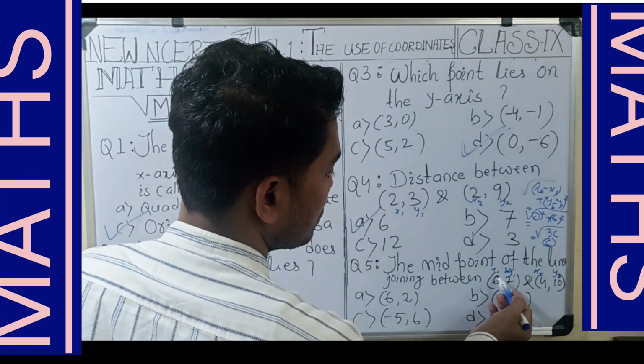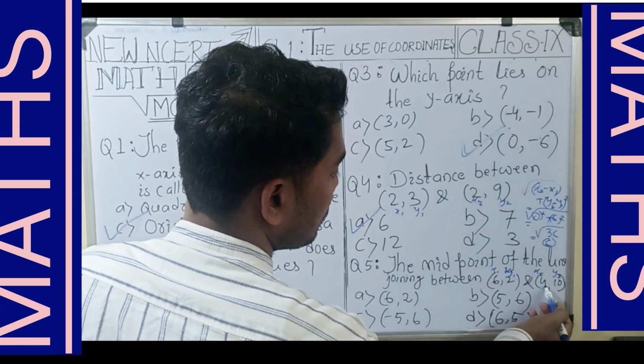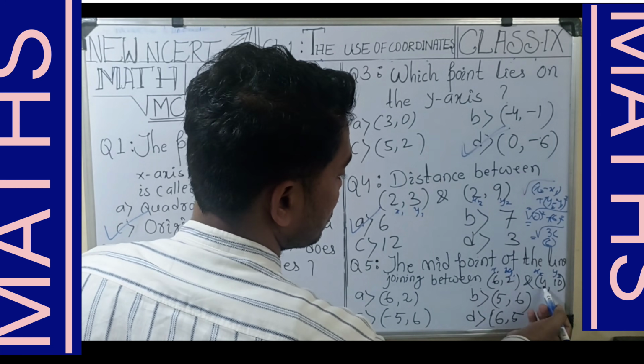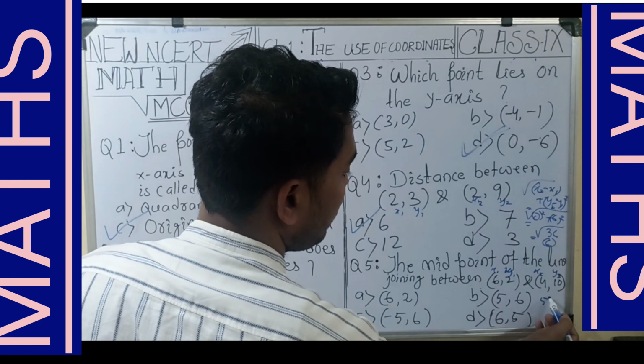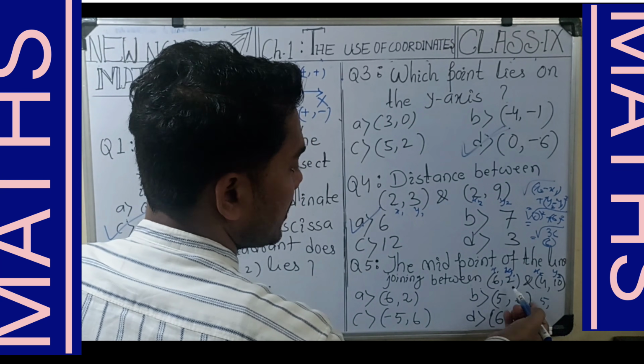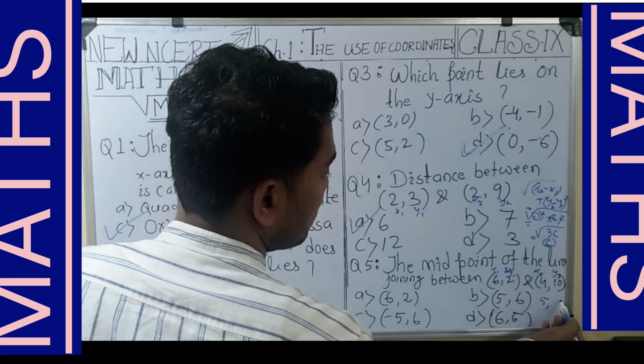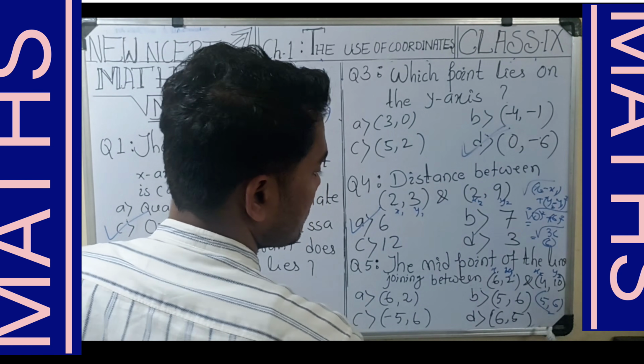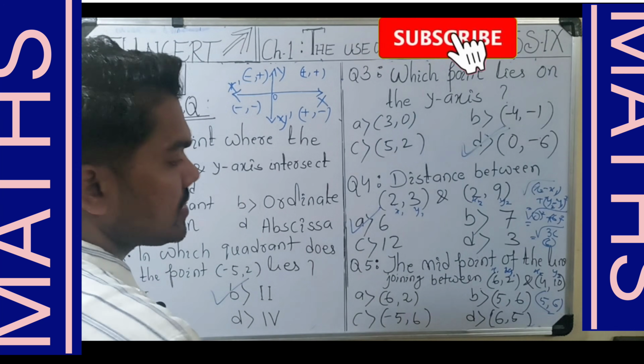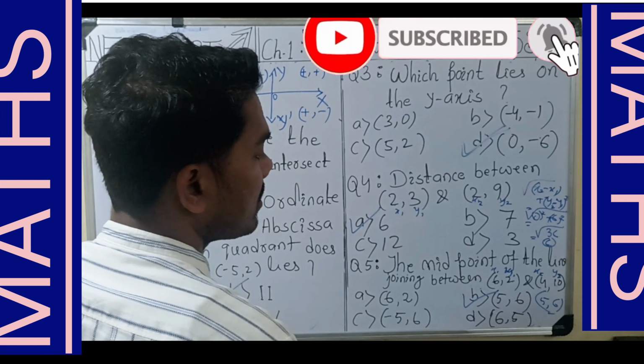So x1 plus x2, that is 6 plus 4 by 2, 6 plus 4 is 10, by 2, is 5. And (y1 plus y2) by 2, that is 10 plus 2, 12 by 2, is equal to 6. So (5, 6) is the answer. Which option is the correct answer? Option number B is the correct option.